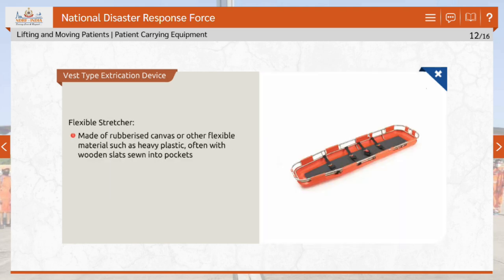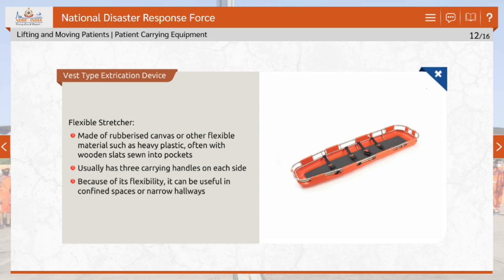Flexible stretcher is made of rubberized canvas or other flexible material such as heavy plastic, often with wooden slats sewn into pockets. The flexible stretcher usually has 3 carrying handles on each side. Because of its flexibility, it can be useful in confined spaces or narrow hallways.